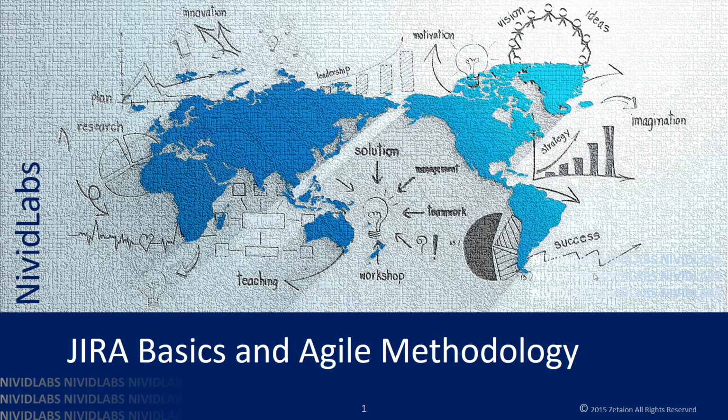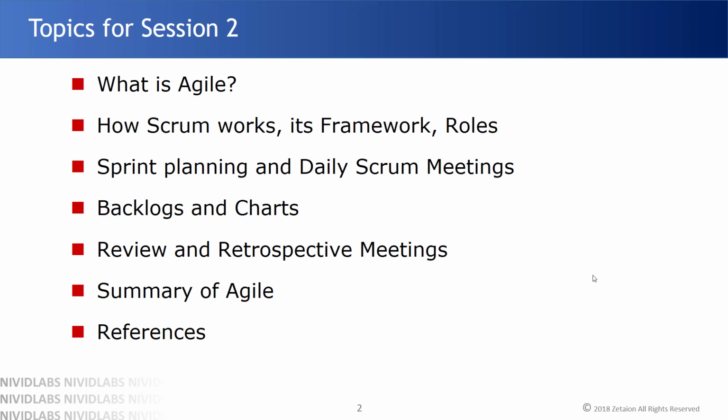And before going to JIRA itself, let's talk about Agile process and methodologies. Today's topic will be what's Agile and Scrum framework, its roles, what kind of meetings we'll be having in the Scrum, what backlogs are, and how the reports will look like in charts, and what will be the end process of meetings and summary of Agile.